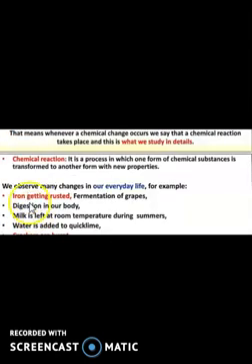There are some examples of chemical change which we observe in our day-to-day life. For example, rusting of iron, fermentation of grapes, digestion in our body, milk left at room temperature during summer, and water added to quicklime. Likewise, we observe many changes in our day-to-day life which belong to chemical change.